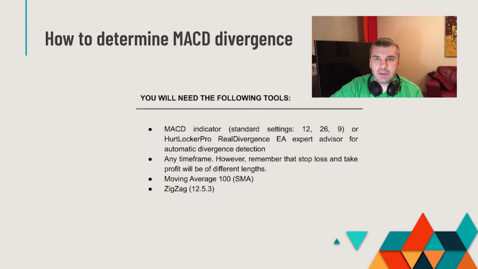How to determine MACD divergence? You will need the following tools. The MACD indicator itself with the standard settings, 12, 26 and 9. Or you can use the Hurtlockerpro Real Divergence expert advisor for automatic divergence detection. You can use any time frame. However, remember that the stop loss and take profit will be of a different length. Next, you need a moving average with a period of 100, and a zigzag with default settings, 12, 5 and 3.